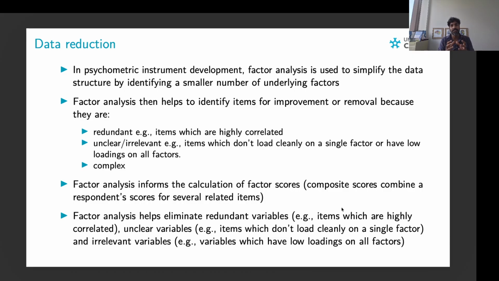So in psychometric instrument development, factor analysis is used to simplify the data structure by identifying a smaller number of underlying factors. So factor analysis then helps to identify items for improving or removal because they are, for example, redundant. So if you're administering a survey and you have a question that asks someone how happy they are, and then you have another question that also asks how happy they are, and those two questions are not said exactly that way.